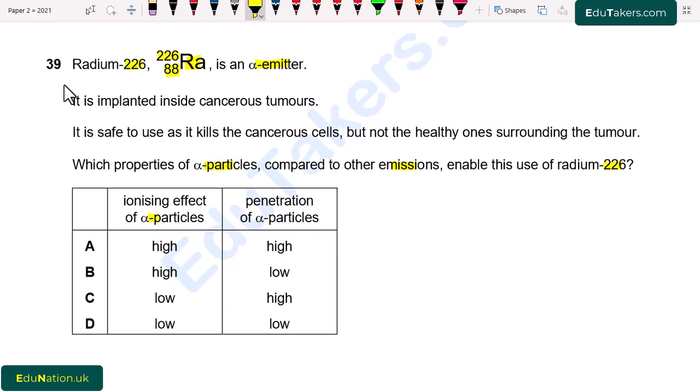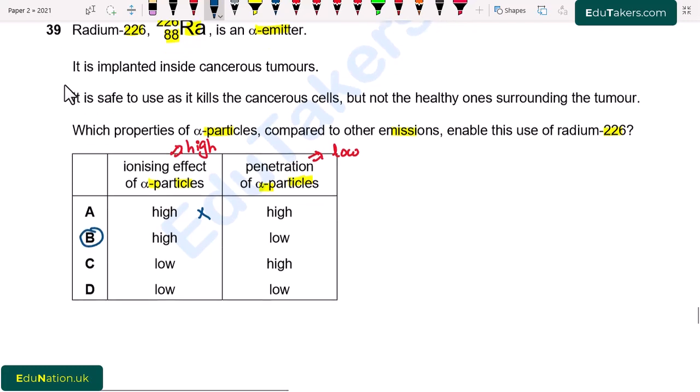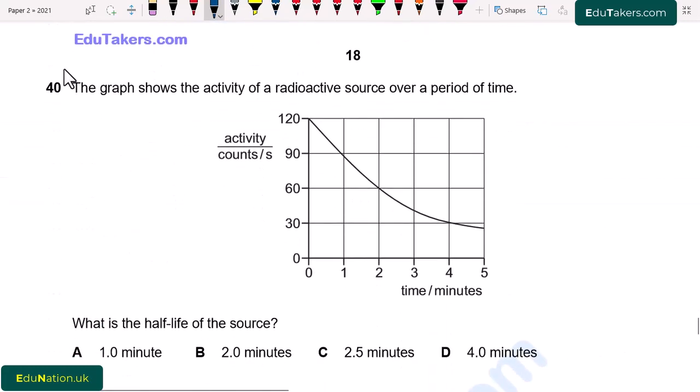So first of all, the ionization effect of the alpha particles and the penetration of alpha particles. The ionization of alpha particle is very high, while the penetration power of alpha particle is very low. So from here option A is high and high, which is incorrect. B, high and low. So option B is correct here.